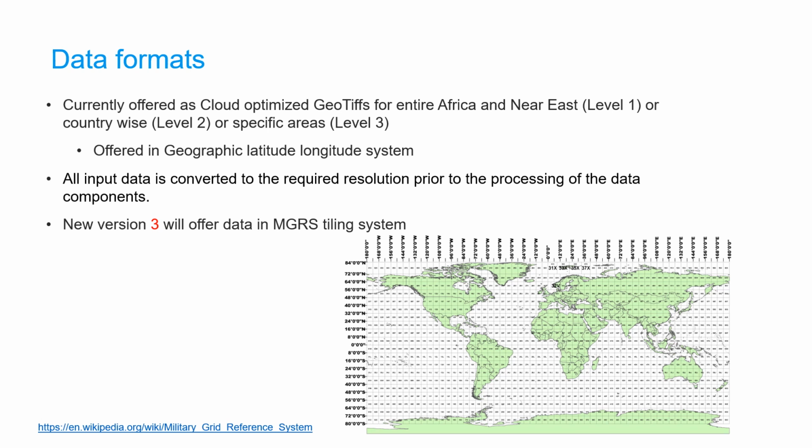In the new version 3, the data will be offered in MGRS tiling system, which is based on Universal Transverse Mercator or UTM grid system. Each tile will cover approximately 100 km by 100 km in area.